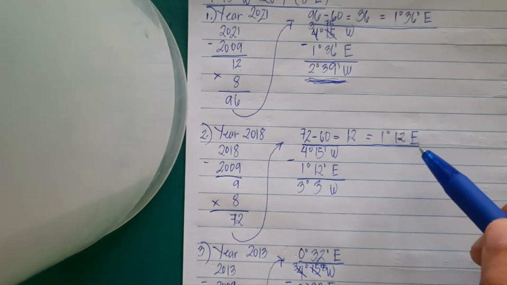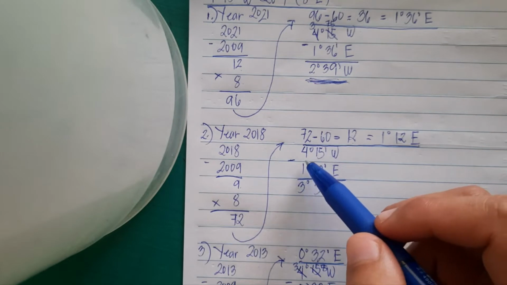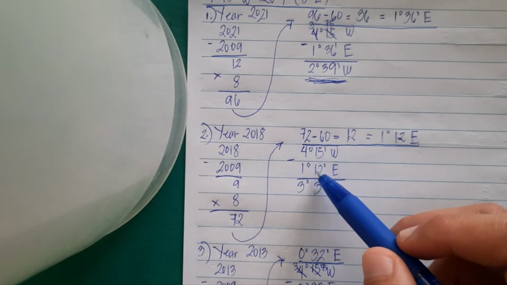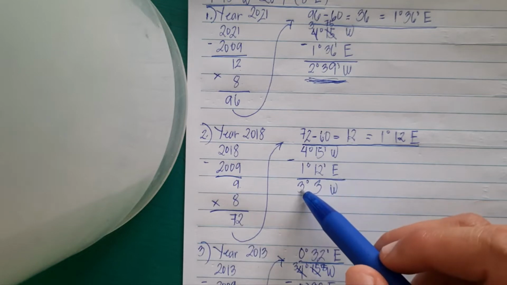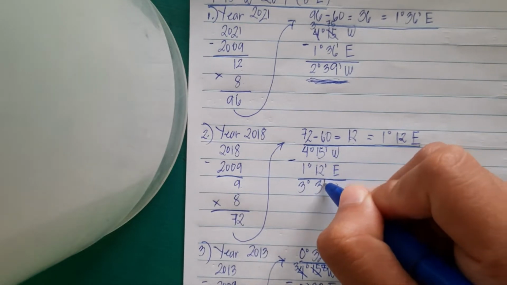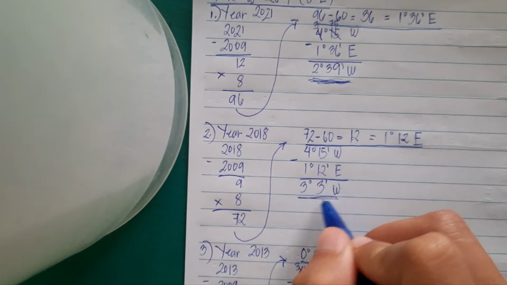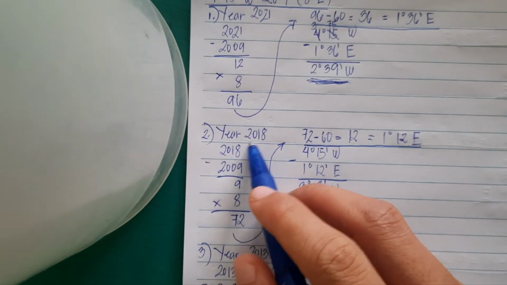So, it's still decreasing, so we'll still subtract. 4 degrees and 15 minutes west minus 1 degree and 12 minutes east. That's 3 degrees and 3 minutes west. This is the compass variation for year 2018.